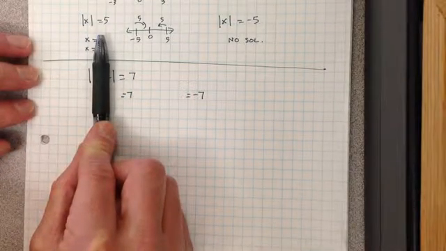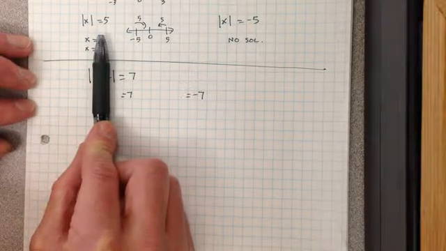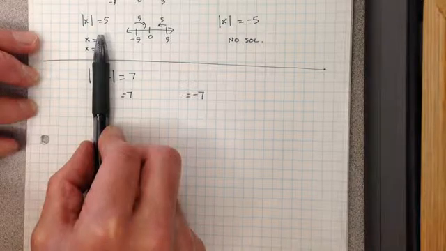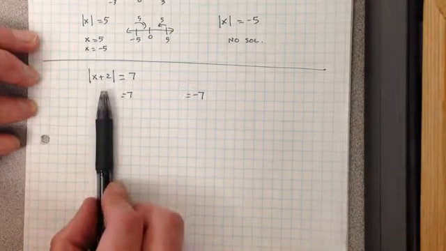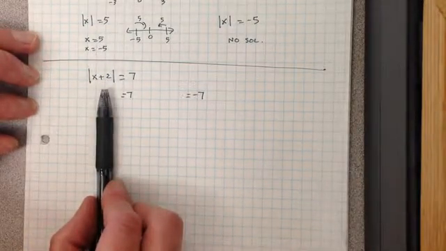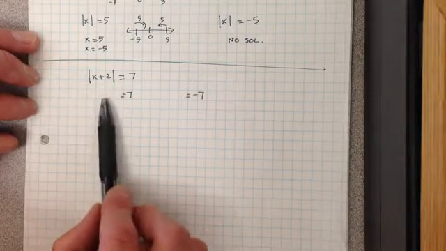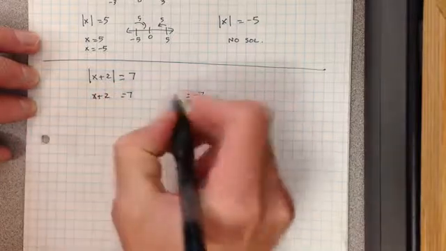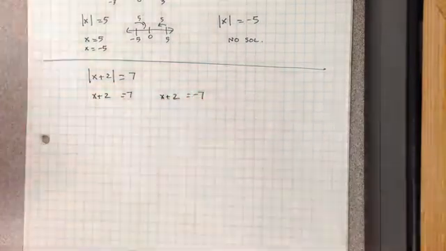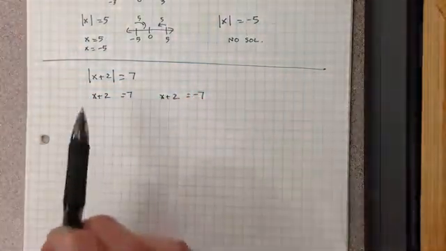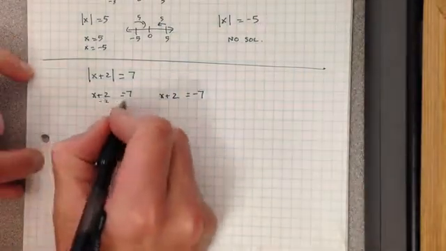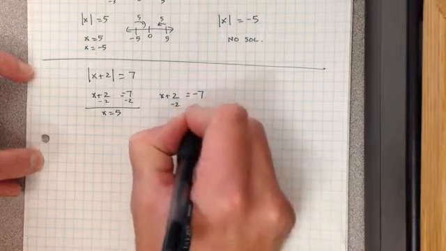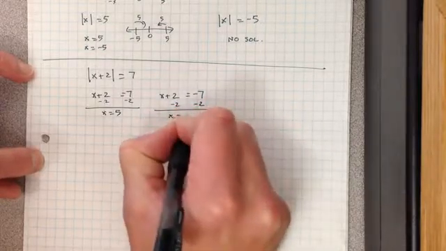But what is it that is 7 spaces away from 0? Well, if I uncover my pen, the magical moment, x plus 2 is 7 spaces away from 0. Therefore, x plus 2 equals 7, and x plus 2 equals negative 7. Those will be your 2 equations to solve for x. So you can subtract 2, x equals 5. Here we will subtract 2 also, x equals negative 9.